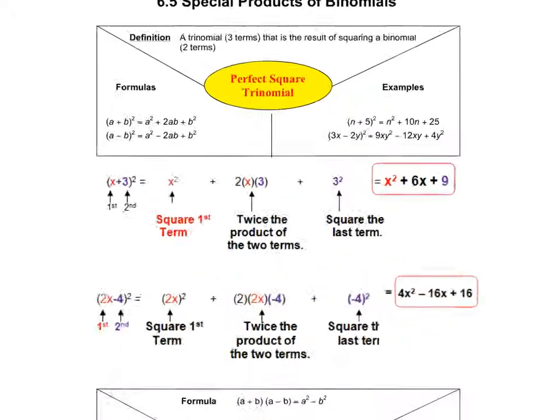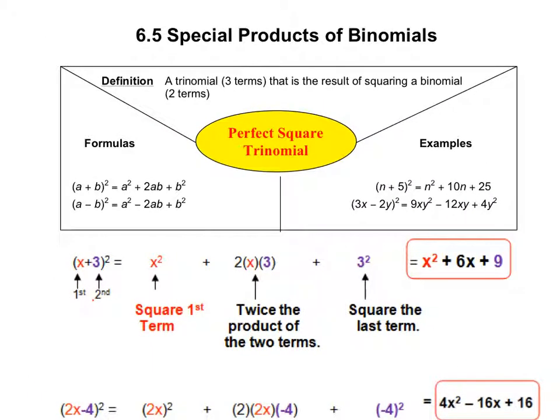This is 6-5, special products of binomials. The first special product we have is what's called a perfect square trinomial. A perfect square trinomial is when you have two terms being added together squared or two terms being subtracted together squared.